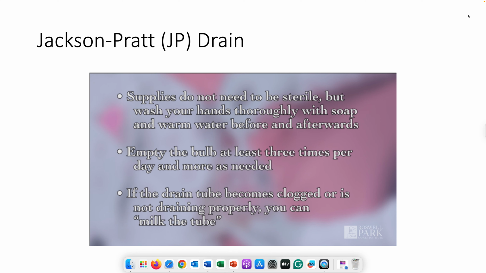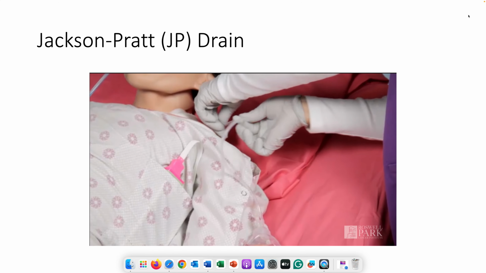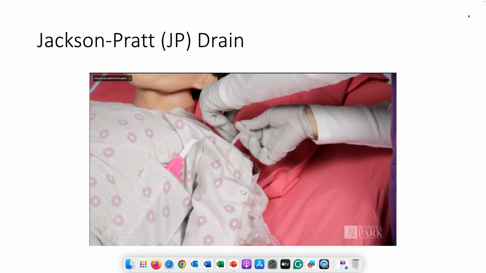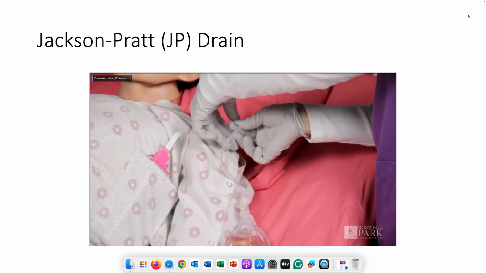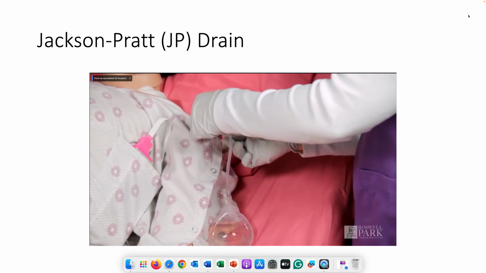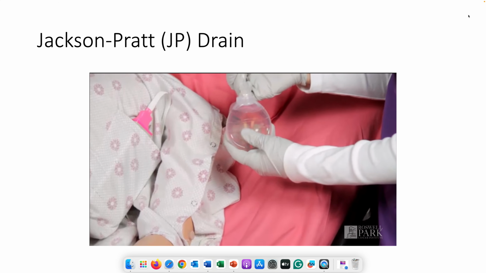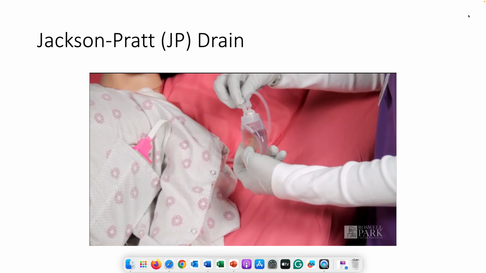If the drain tube becomes clogged or is not draining properly, you can milk the tube. Gently squeeze the tube between your thumb and index finger, moving your fingers along the tubing toward the suction bottle to help dislodge the obstruction or blood clot. Use liquid soap or hand sanitizer to help your fingers glide over the tubing. You should milk the tube twice a day.